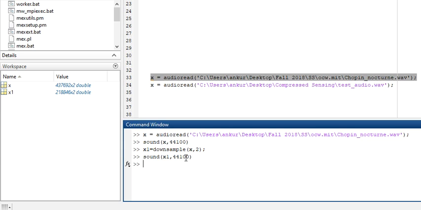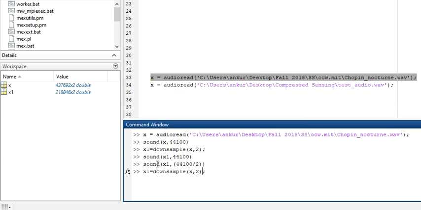So what if we want to make it sound the same? We'll have to reduce the play rate by the same factor, the same downsampling factor. So now let's see. Yeah, so now it sounds the same.